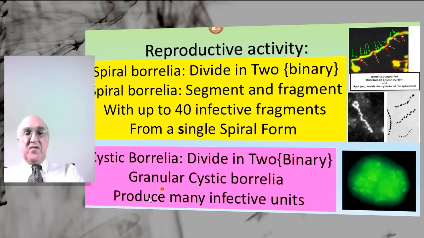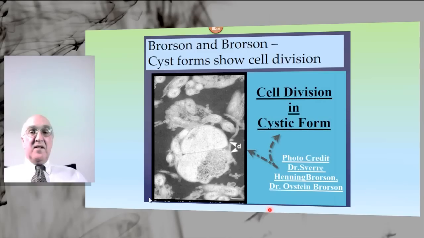Cystic Borrelia can also form granular cystic Borrelia forms. Here, granule forms inside a cystic Borrelia. These granules are like these, except these granules are surrounded by a wrapper, the host of Dr. Laane, the cyst wall of Borrelia cystiforms, round bodies. Now, cyst forms can show cell division, and Dr. Brosen proved this. So another kudo for Dr. Brosen, Spearhenning, and Dr. Oystein Brosen, the two cousins.